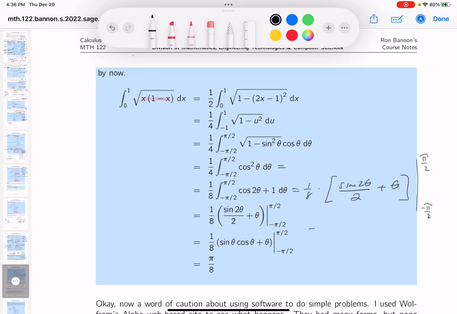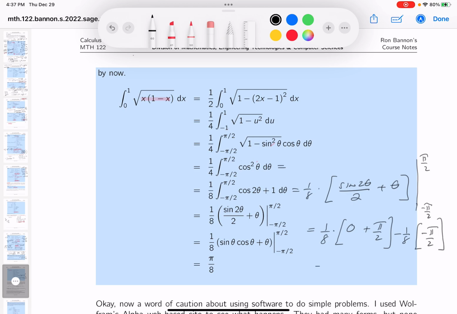Well, let's do arithmetic now. What are you going to get? 1/8. Now, if I take 2 times pi over 2, I get pi, and the sine of pi is 0. And then you get plus pi over 2. Now, do the other part. Let's do the minus part. Get my subtraction now. Minus 1/8. Plug in minus pi over 2. You get the sine of minus pi, which is 0. And then you get minus pi over 2.